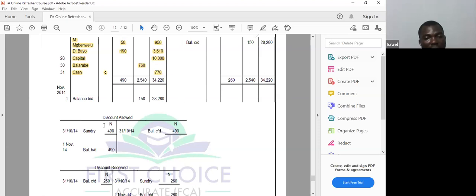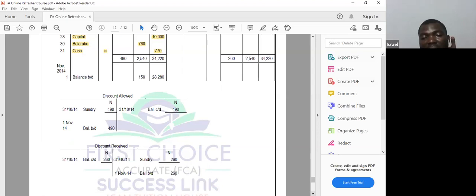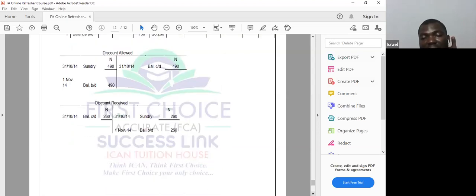Then you now have discount allowed. How do you do discount allowed? Every amount under the discount allowed in the three column cash book will be transferred to the discount allowed account, then balance carried down. But it is profit or loss account. The discount received is regarded as other income, so it will be put under the credit side. They will not have the balance carried down on the other side. So that is that about this.